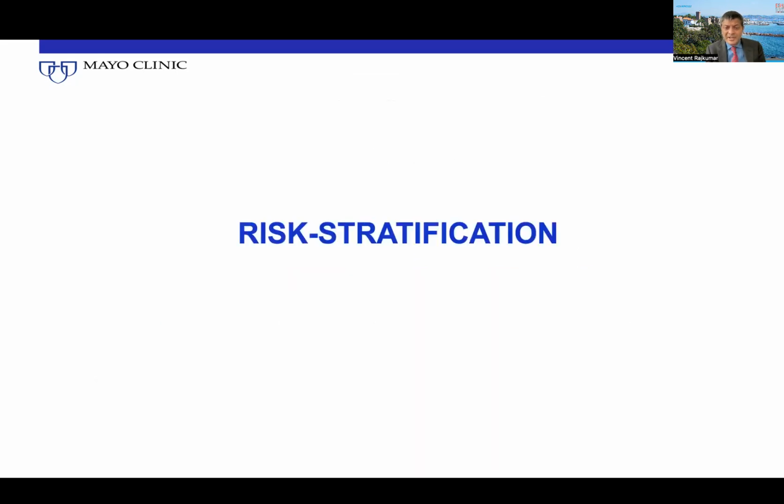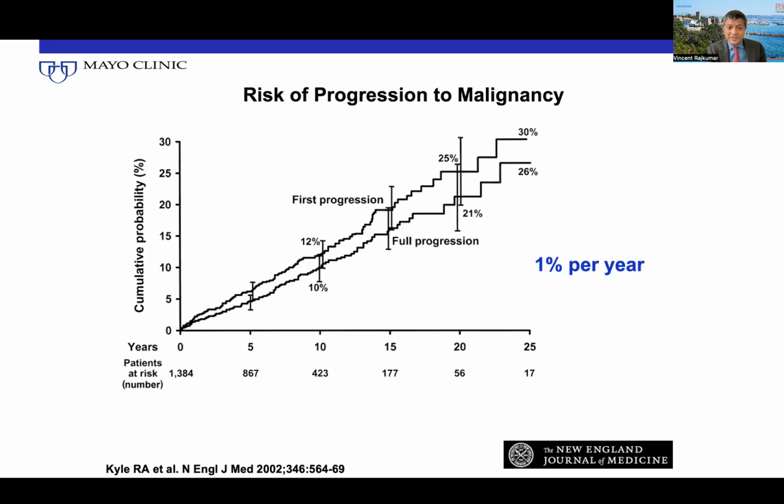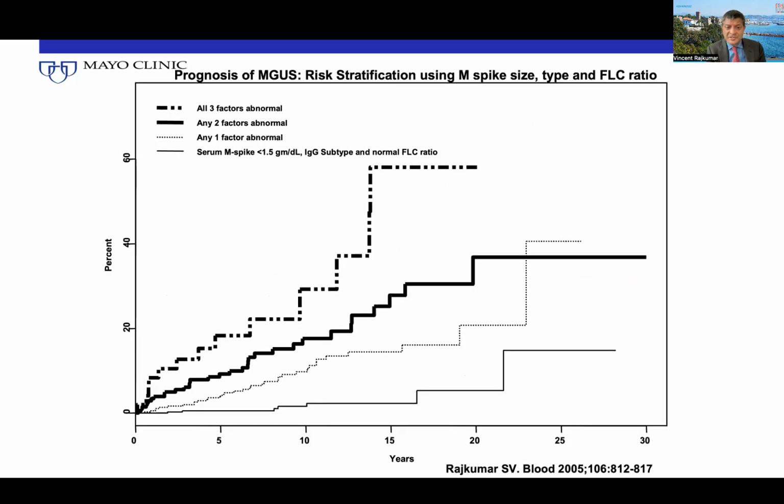We can risk stratify MGUS. MGUS has a risk of progression of 1% per year. You can see here that over time, if you follow patients with MGUS, there is a risk of progression of 1% per year. So if you follow them for 20 years, there'll be a 20% risk of progression. But you can fine tune that risk by just looking at the M spike size, the type, and the free light chain ratio.